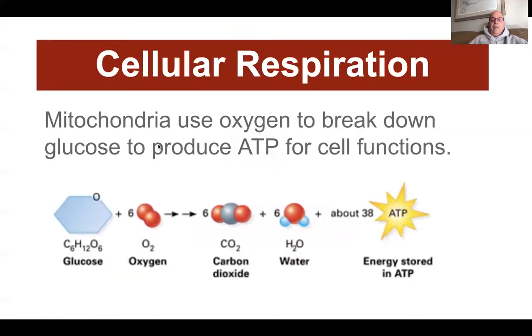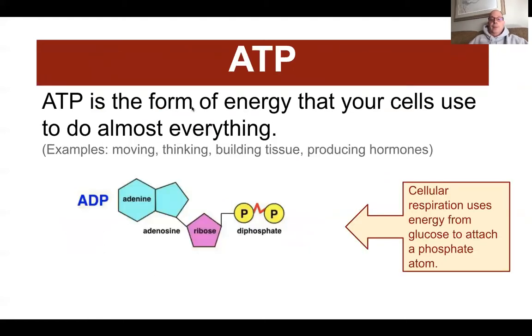So let's put the big scary equation up there. In the mitochondria, we've got glucose and oxygen combining, and they're going to give off carbon dioxide and water. And in the process, a whole bunch of molecules called ATP are put together. And this is what I mean by being put together.